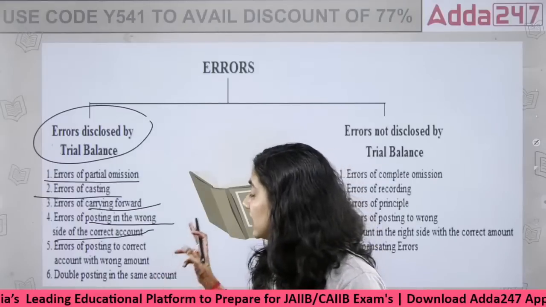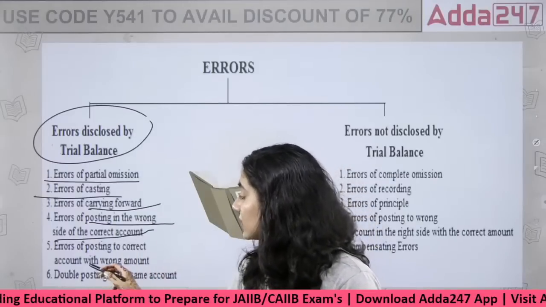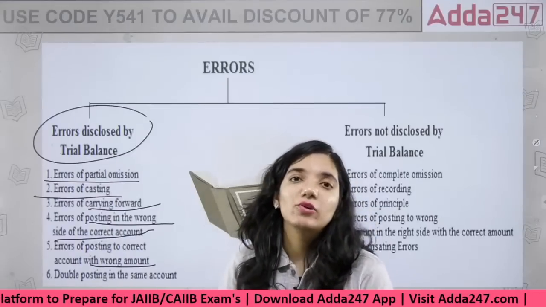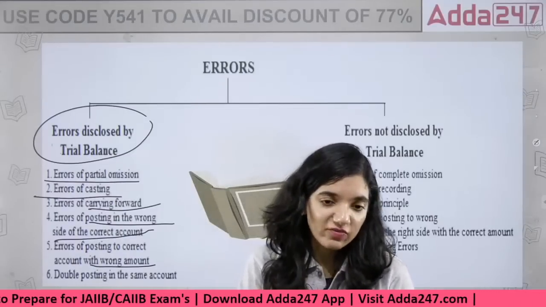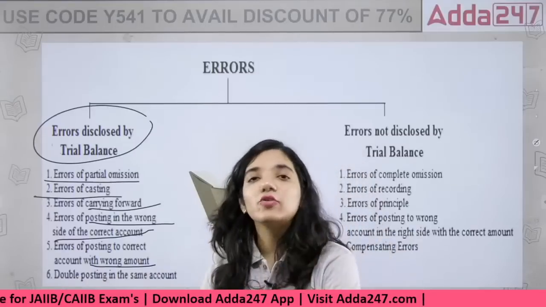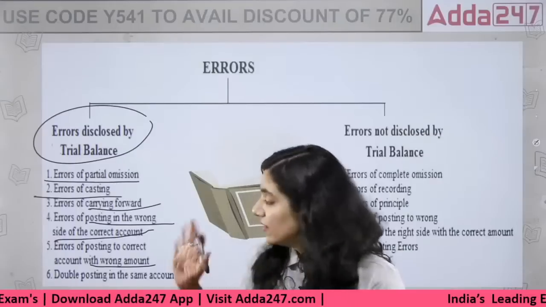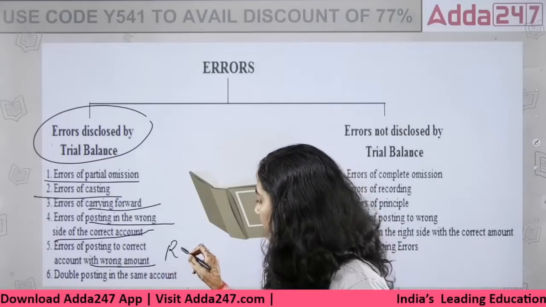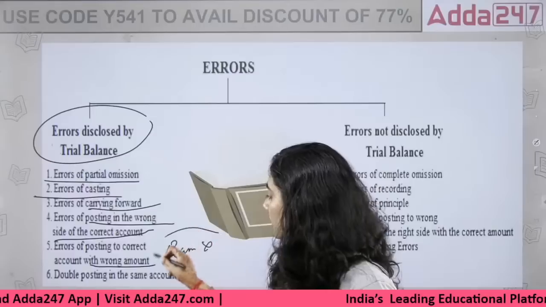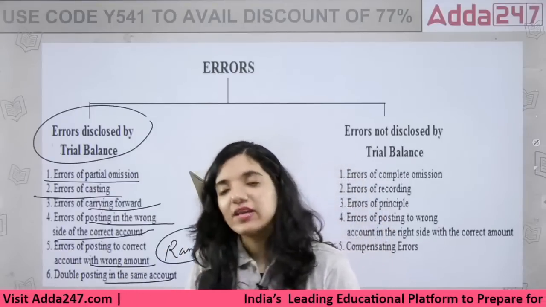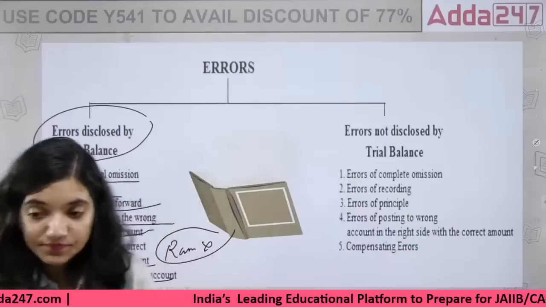Then error of posting to the correct account with the wrong amount. If you are putting it in the correct account, but you are putting the wrong amount. It was rupees 100 in case of Mr. Ram, and we have written 1000 rupees in case of Ram. Written in the correct account. Ram is still Ram, but the amount is wrong. Then double posting in the same account. We have written that same entry in Ram's account twice.